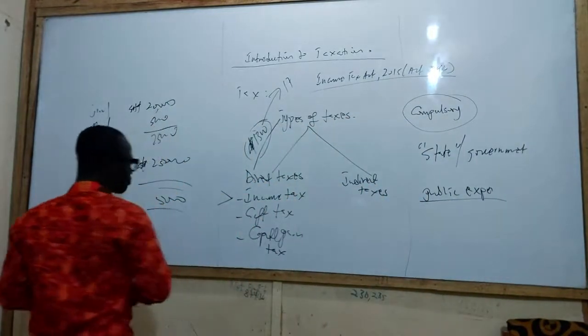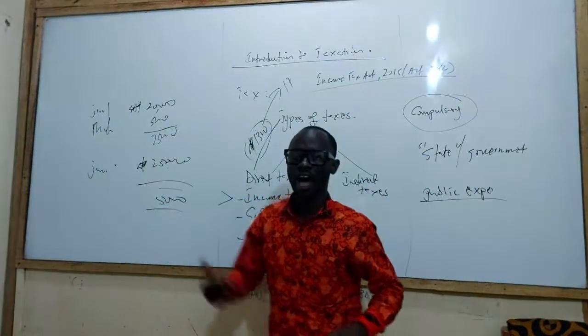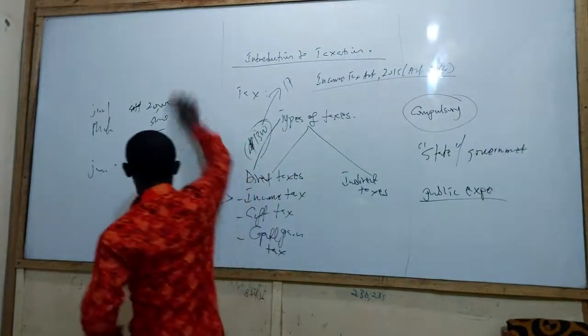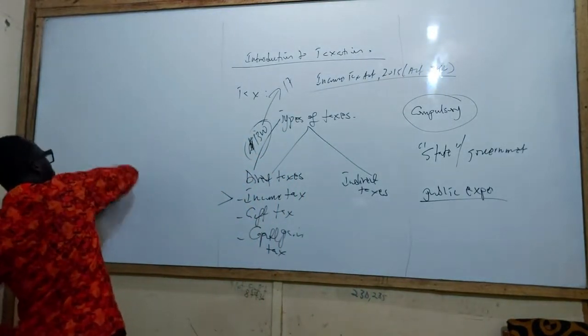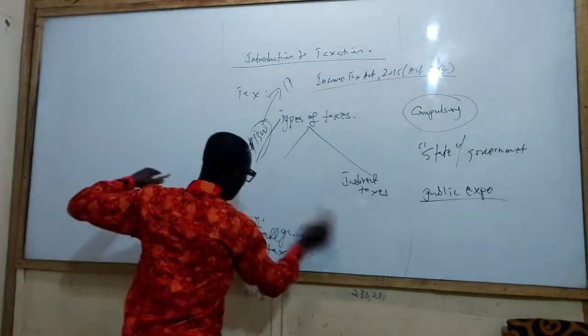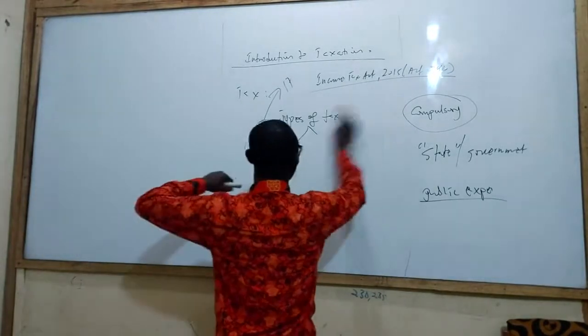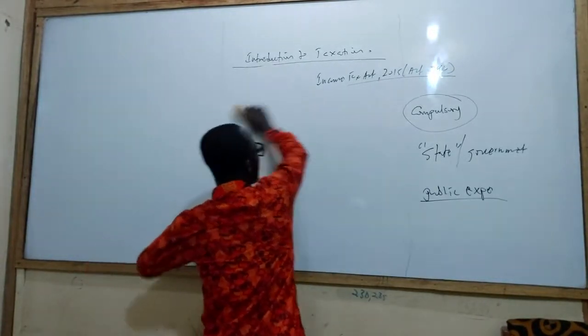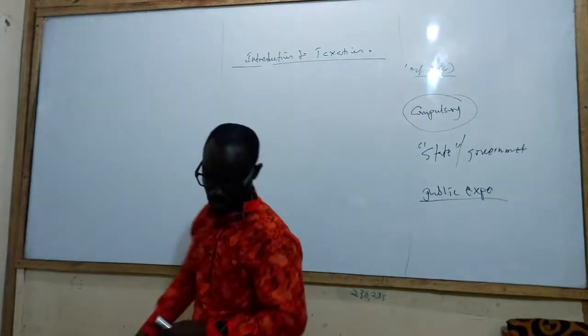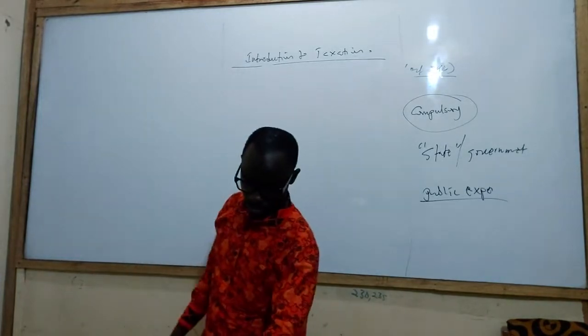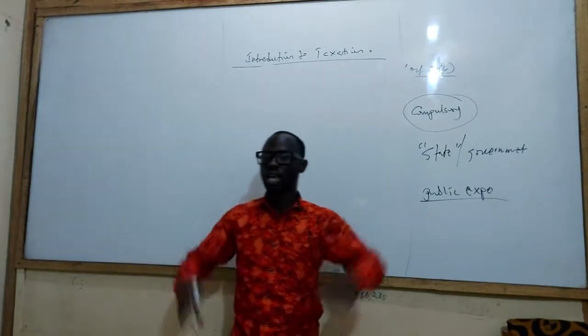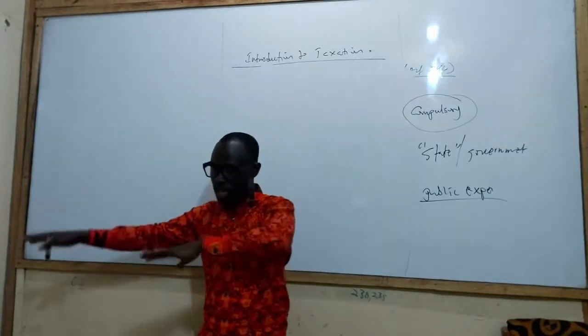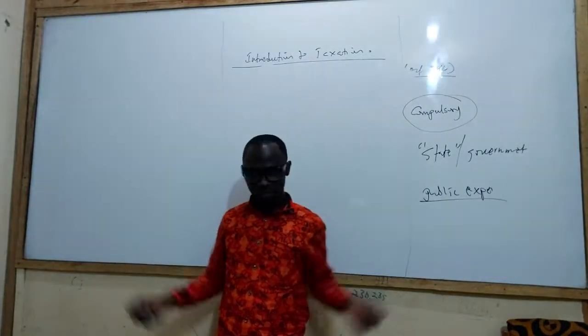Big question. Why do we have to pay taxes? So, importance of taxation. Source of revenue. Tax serves as a source of revenue to the government. So tax serves as what? A major source of revenue to the government, especially governments across the globe.